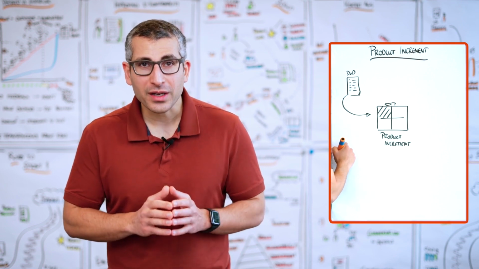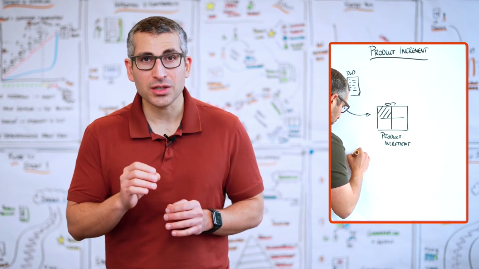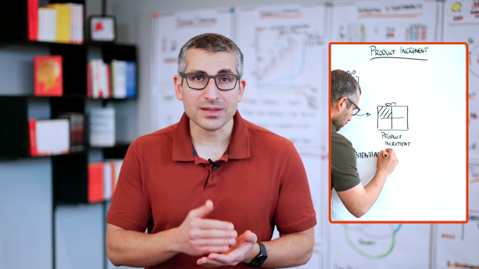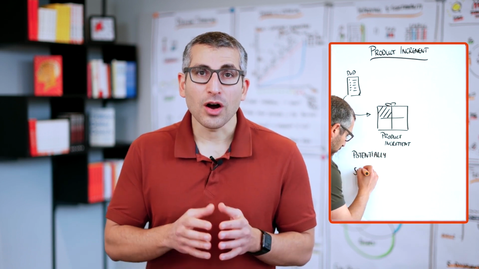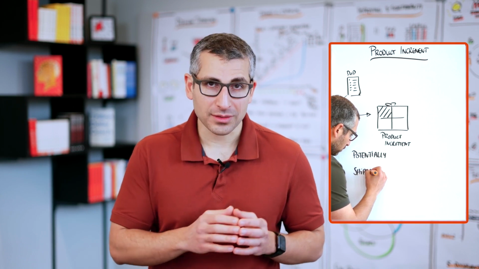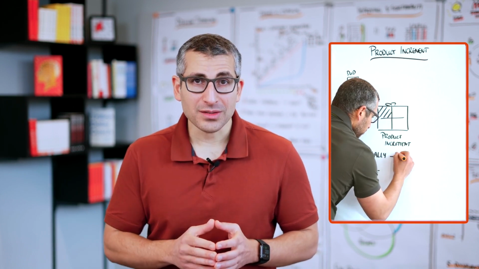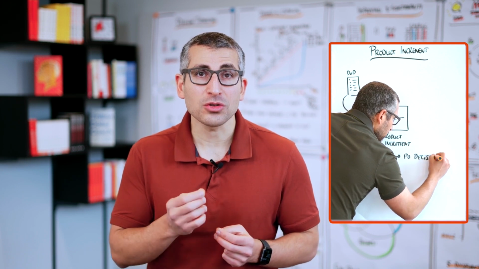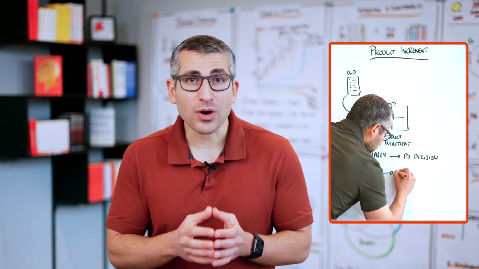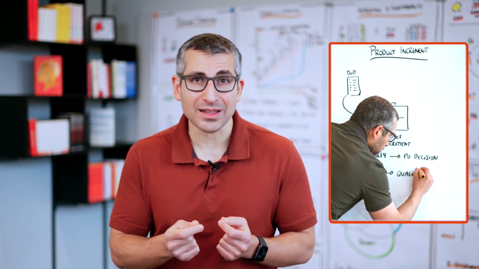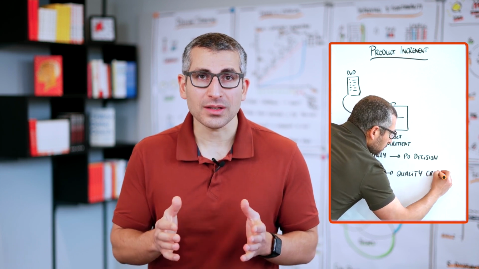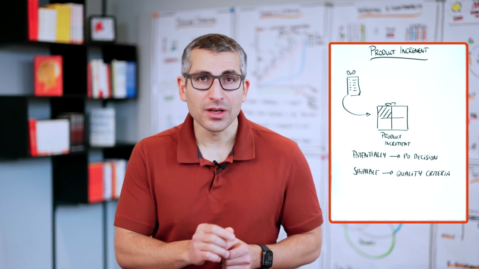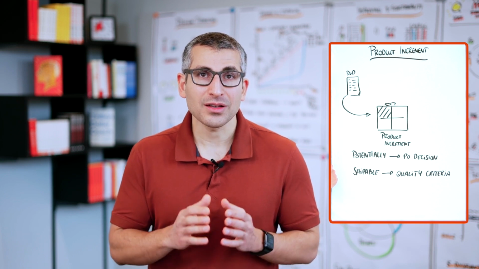And every product increment should be potentially shippable. The potentially piece makes it clear that it's always a product owner's decision of whether we ship it or not. The shippable piece describes the characteristics that every product increment should meet. And this means a product increment should be in a state, should have a certain quality, so that we can ship it to our customers whenever the product owner decides to do that.